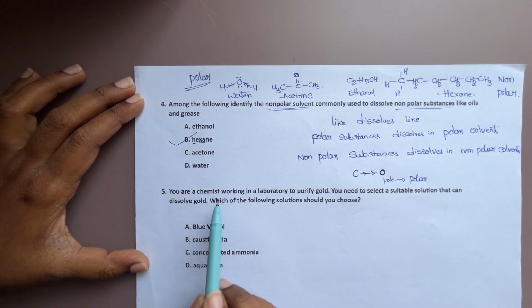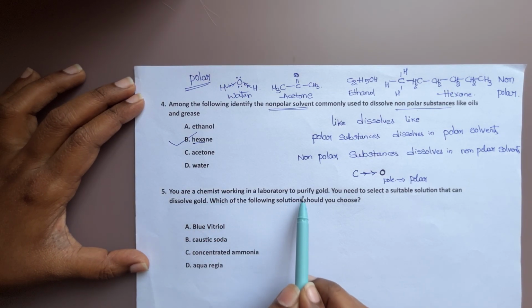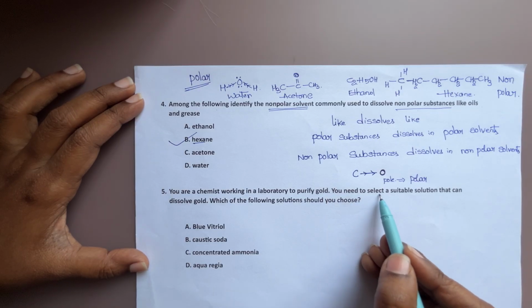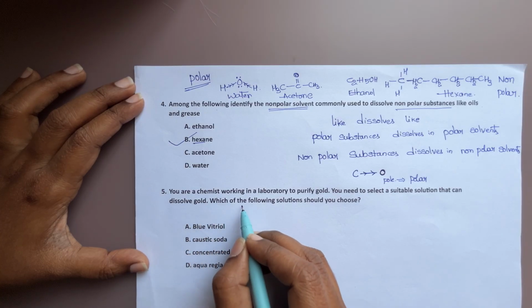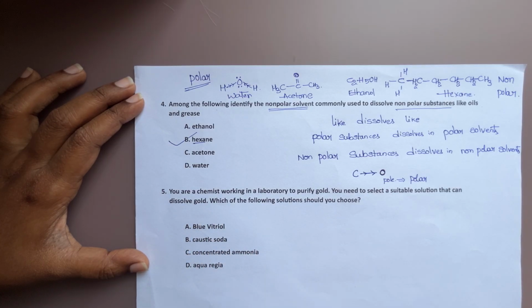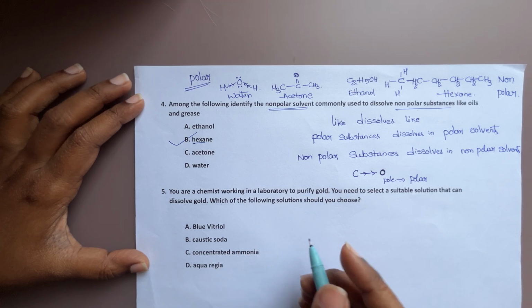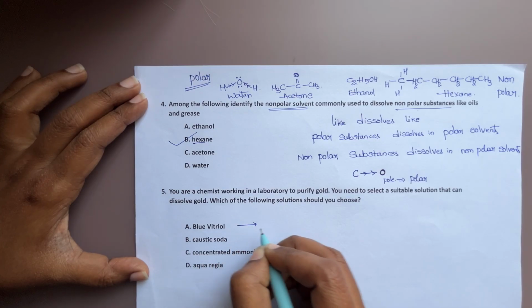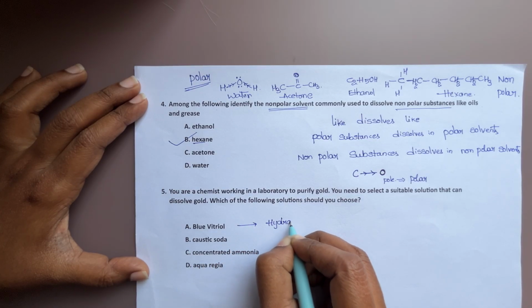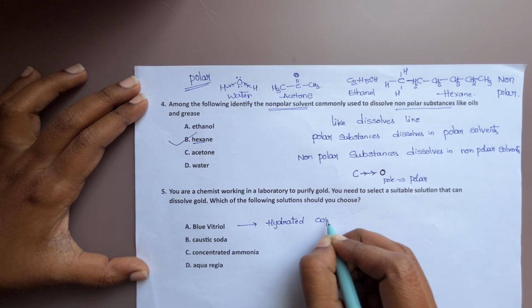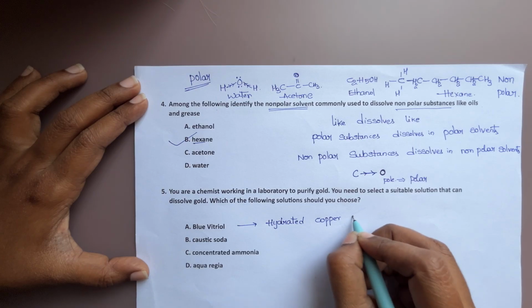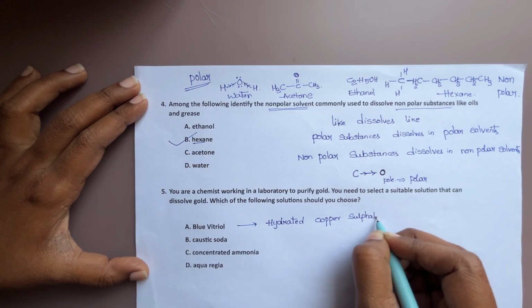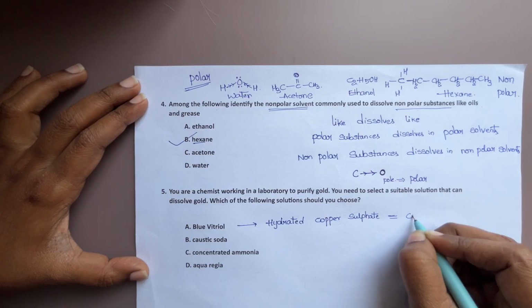Next question. You are a chemist working in a laboratory to purify gold. You need to select a suitable solution that can dissolve gold. Which of the following solutions should you choose? They're asking which of the following substances dissolves gold. Say blue vitriol. Blue vitriol is nothing but hydrated copper sulfate. What is blue vitriol is itself a very important objective type question.